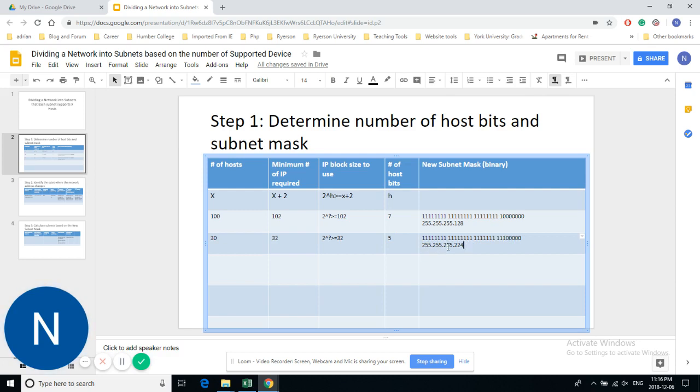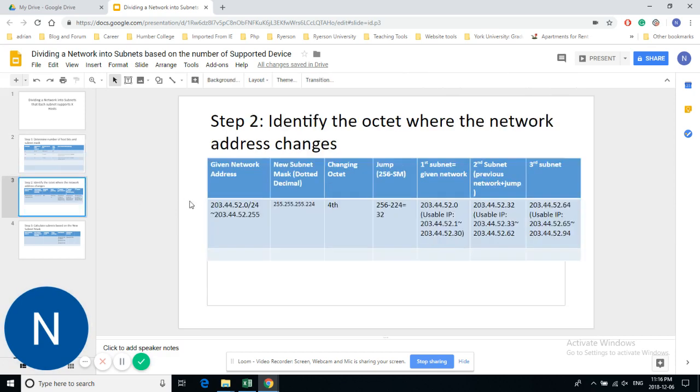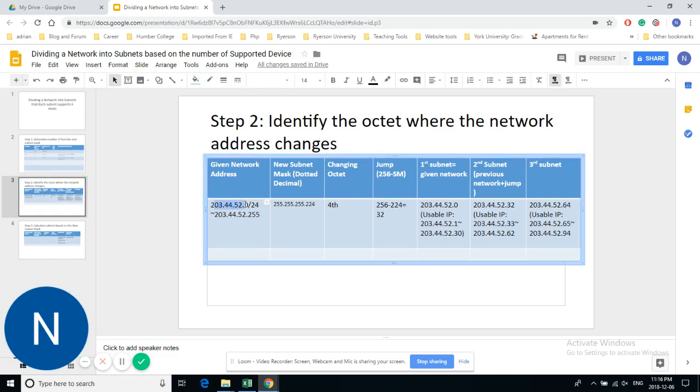So we got this: 255.255.255.224. Now this is our new subnet mask. Now we need the given network address, which in this example is 203.44.52.0/24. /24 is the given network subnet mask, but our new subnet mask, which we need to use for every subnet, is the one we calculated just before. And then we see that the last non-zero subnet mask value is on the fourth octet. So I mark it down, and the jump is 256 minus that last non-zero subnet mask value, 224. So 32 is our jump.